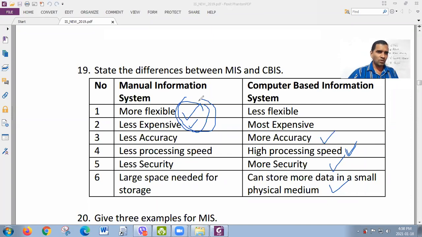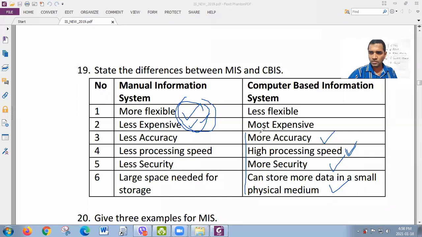If I arrive at 7:25 every day, you don't want flexibility. And also expensive, because to produce some big things, good things, you need to invest. That is inevitable. So these 2 points are not the biggest, but these other points are very important. Look here: accuracy, speed, security, small space, these are very important. So what I'm trying to say is, even though you have 2 types of information system, manual and computer-based, the computer-based information system dominates in the present world, because it has so many advantages.